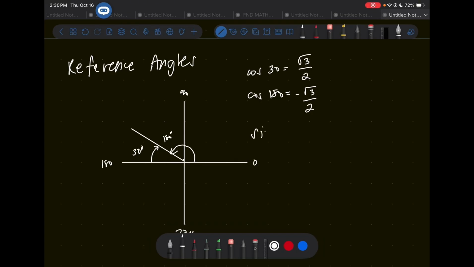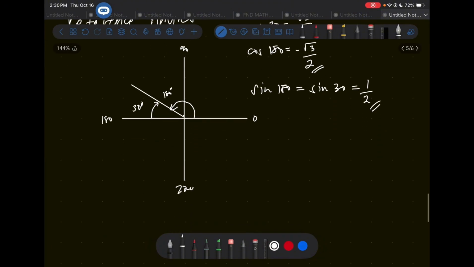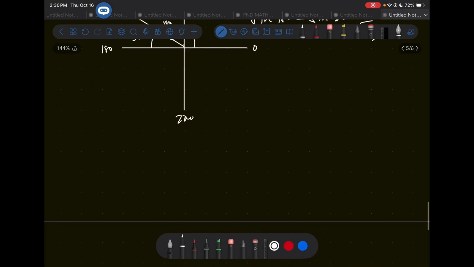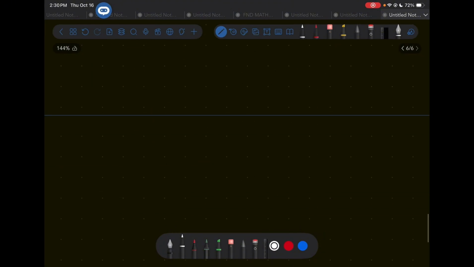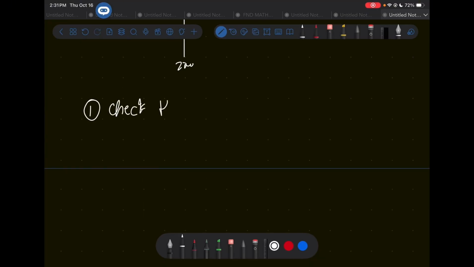But sine 150 is equal to sine 30, and it's just equal to 1/2. It's still positive because you're still here at your positive y-axis. Okay, so the technique there is first, check the reference angle. And second, check the location.